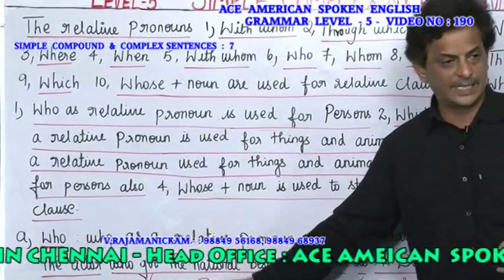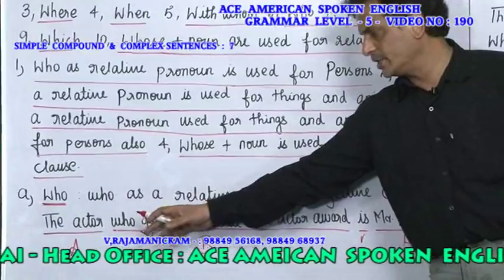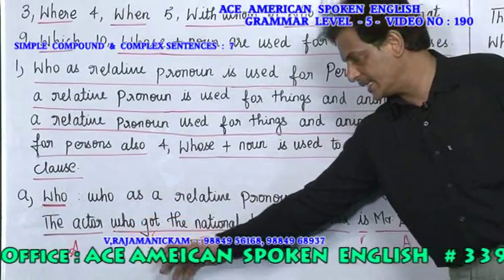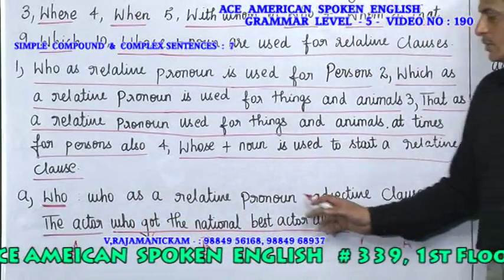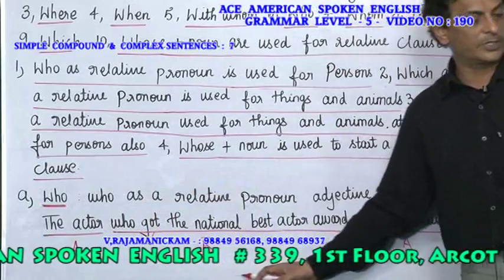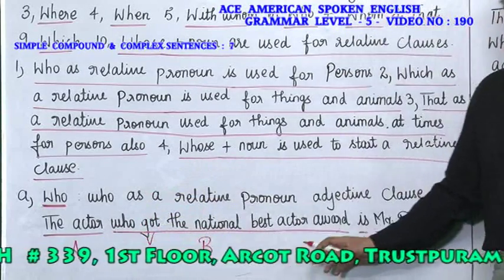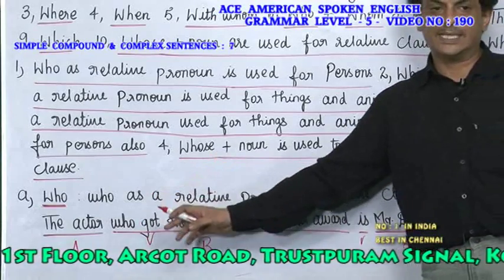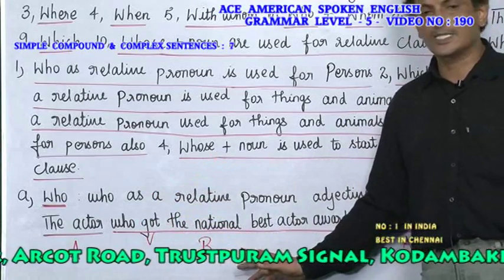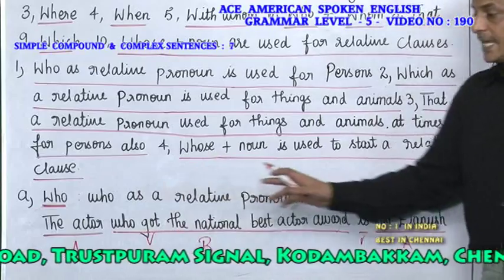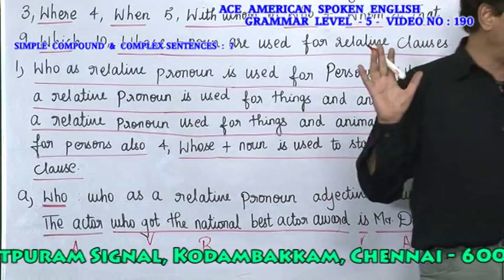So who, you are able to understand. See, the actor, you are describing the actor in a full sentence. Who got the National Best Actor Award. So it becomes not an adjective, it becomes an adjective clause or adjective sentence. This adjective sentence depends upon the main sentence. The actor is Mr. Dhanush. Hope you are able to understand.